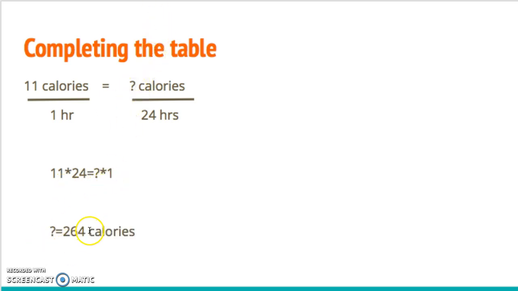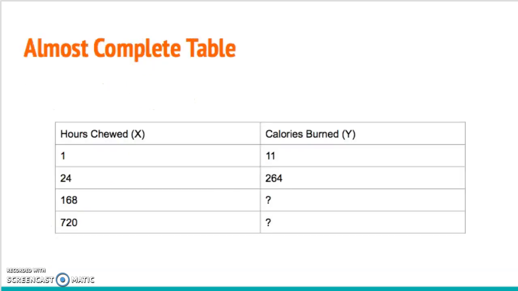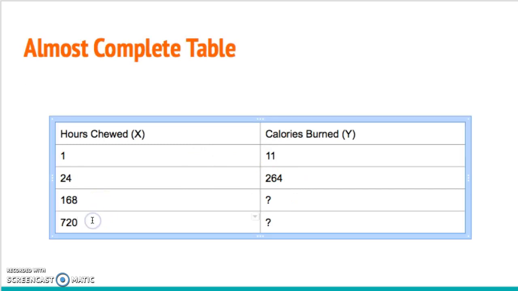equals 264 calories. Again, you're going to repeat that for 168 hours, which is our week, and then 720, which will be our month or 30 days. Repeating that same cross multiplication process. I encourage you, pause this video, go on your own, try to calculate them out, because here in a minute I'm going to click to the next slide and give you those answers.